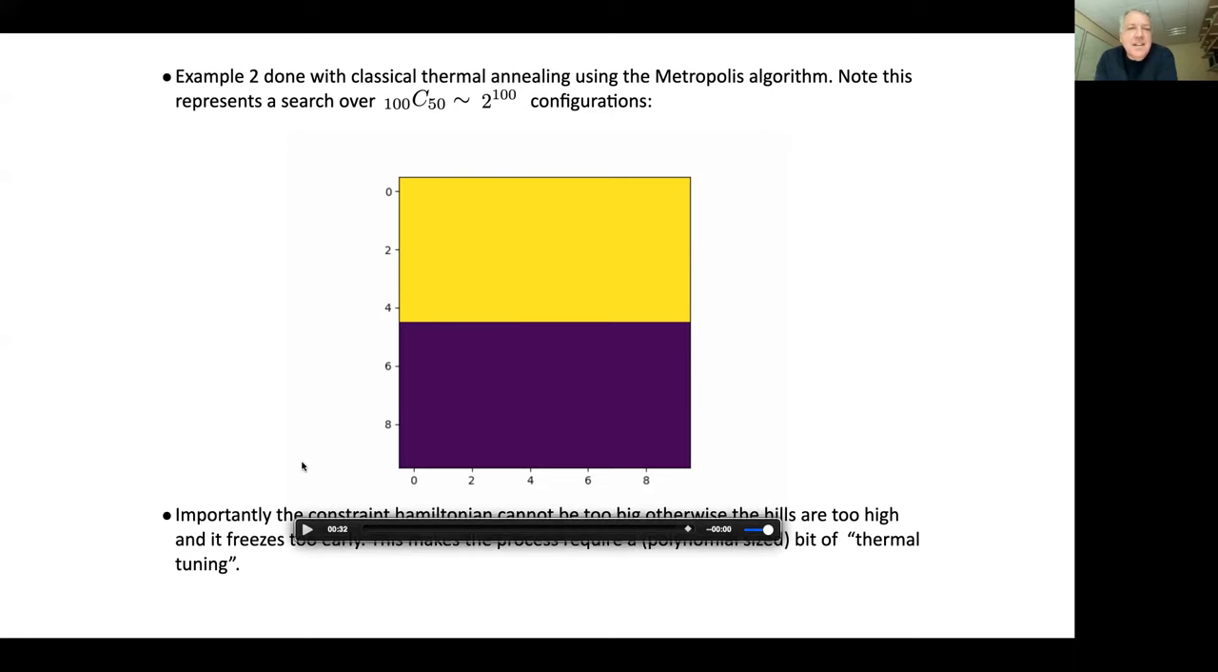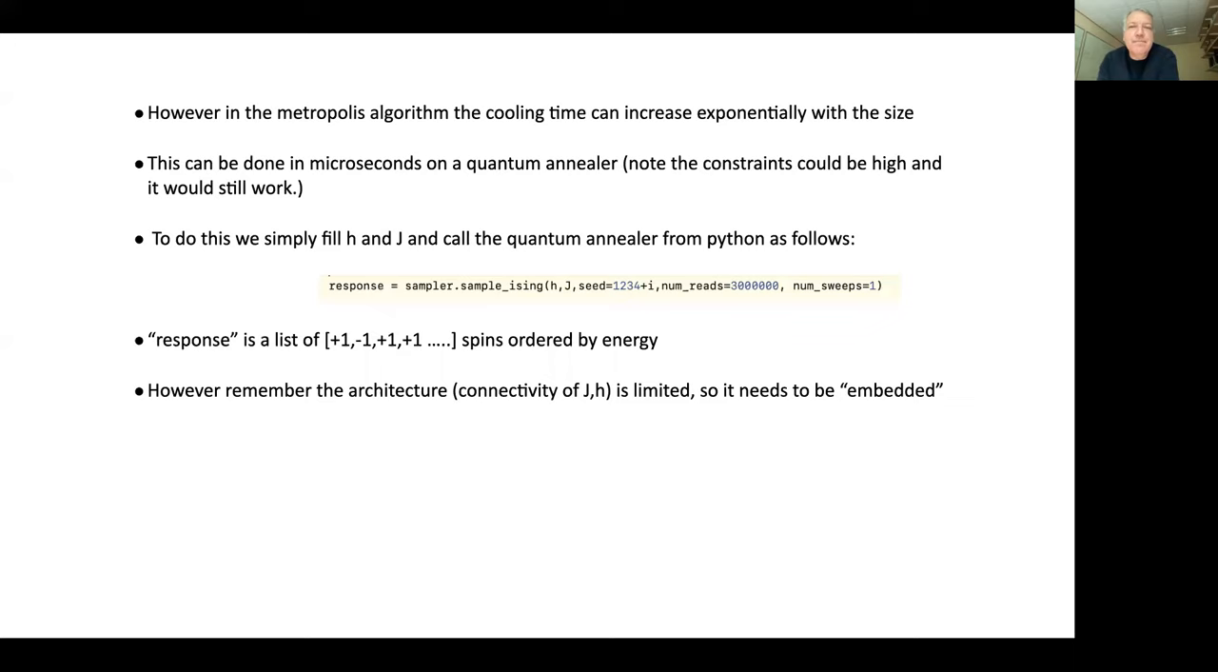So there are various things you can do now to compare this. You can compare what happens with a thermal algorithm compared to a quantum one. With the Metropolis algorithm, you see the cooling time increases as I increase the size of the lattice, roughly exponentially. So it's still quite hard, whereas on a quantum annealer, it works fairly quickly. Actually running it on my laptop takes longer than that animation. On a quantum annealer, it's done in microseconds, basically.